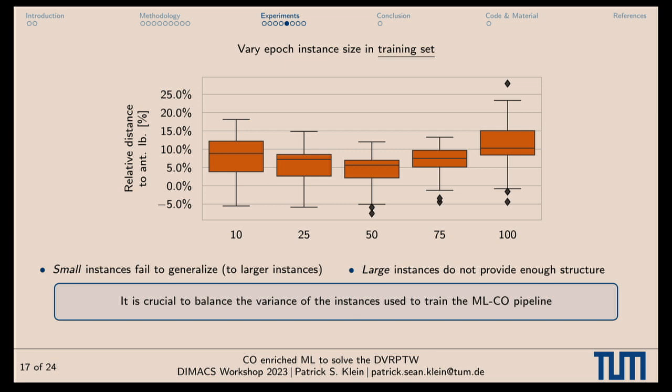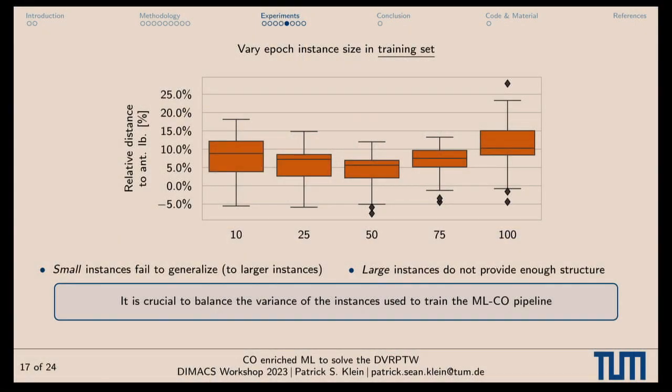Now, varying the epoch instance size that we use to train our MLCO pipeline, we see a somewhat unexpected result. If we consider instances where we draw fewer than 50 customers per epoch, we see that the performance of our integrated pipeline degrades. The same happens if we increase the instance size beyond 50 customers per epoch. Especially if we consider 100 customers per epoch, which is the same size that we use for evaluation, we get a significantly worse performing predictor.